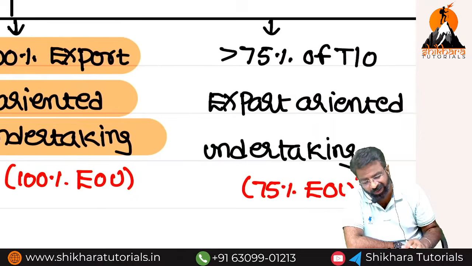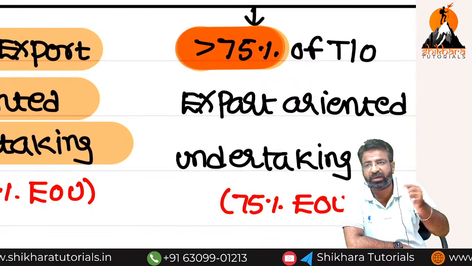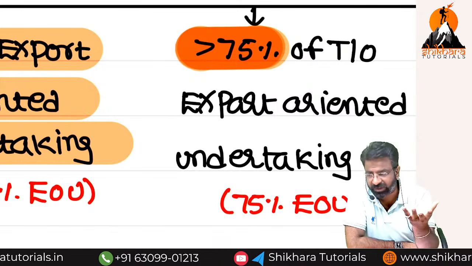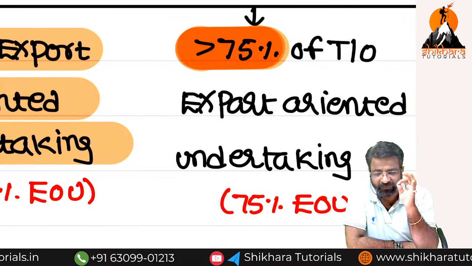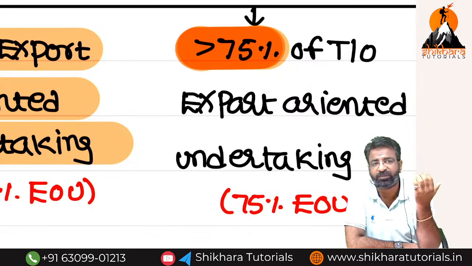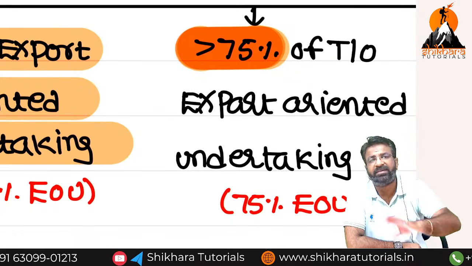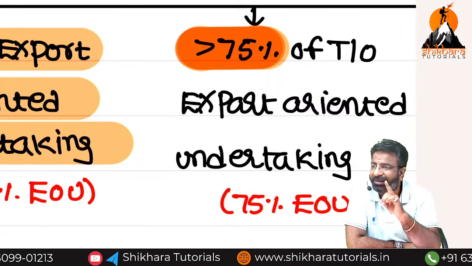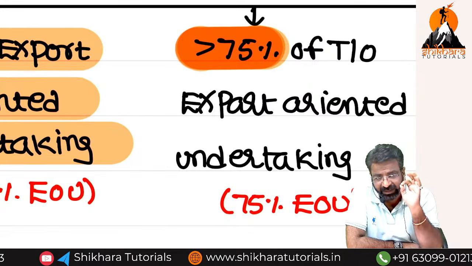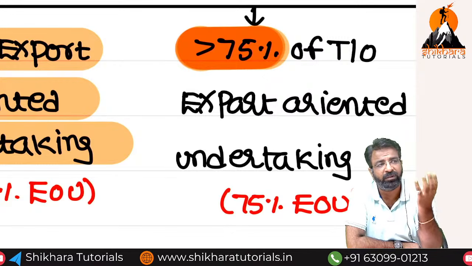But if you are more than 75% EOU, you can also get a what? Exemption. What is the difference? Whatever I am manufacturing, if I am doing more than 75% exports, am I still getting the payment in which currency? So then also I am exempted. But remember, it is not greater than or equal to 75. It should be more than what? 75. Exactly 75% export sales will not get what? Exemption.